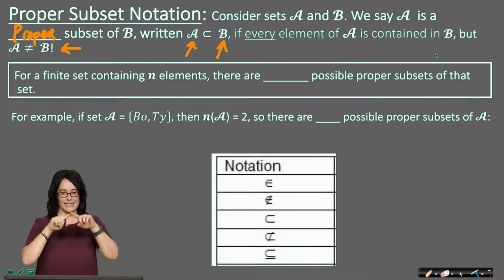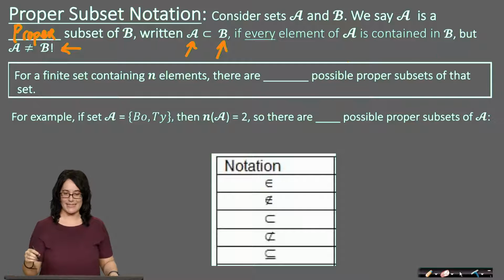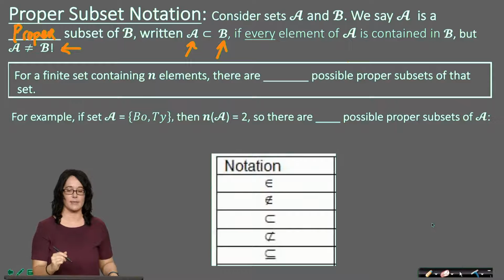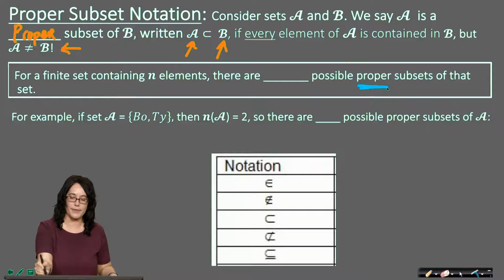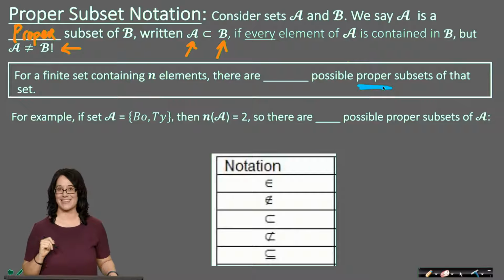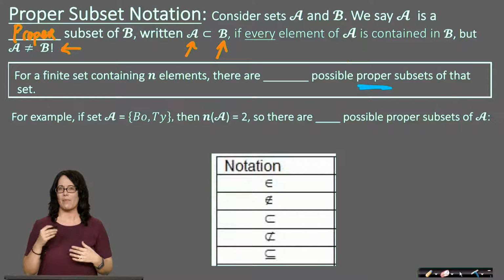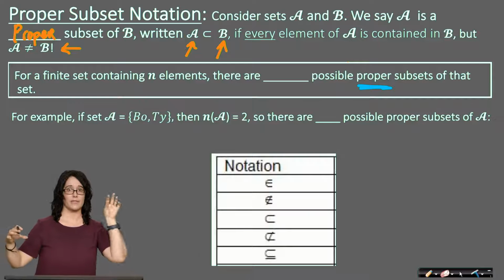For a finite set, so in this box we're talking about a finite set containing n elements, there are how many possible proper subsets of that set? How many possible proper subsets? Well, if we think back to our previous slide, feel free to pause the video, go to your notes. Remember how we figured out how many possible subsets there were? We said for every element of the big set, you can either take it or leave it, right?